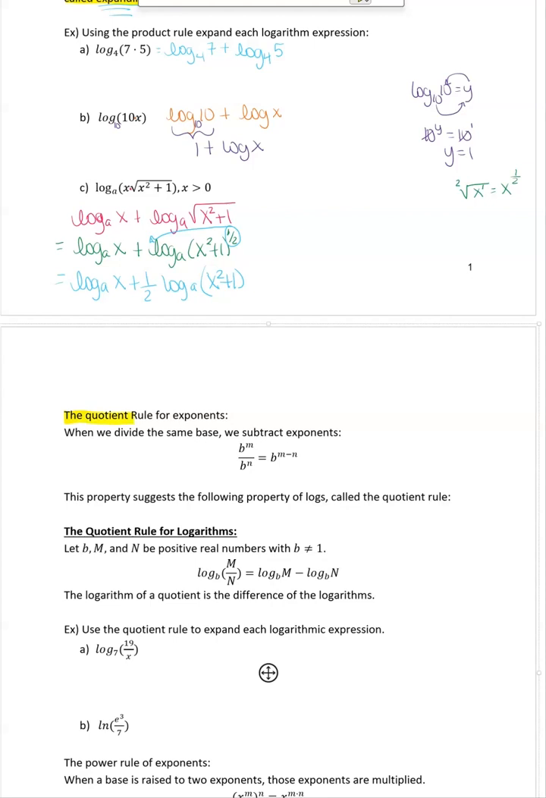So here's the quotient rule for exponents. When we divide the same base, we subtract exponents, right? So we have the same base b, m over n, we subtract n from m. This property suggests the following property of logs, and it's called the quotient rule.